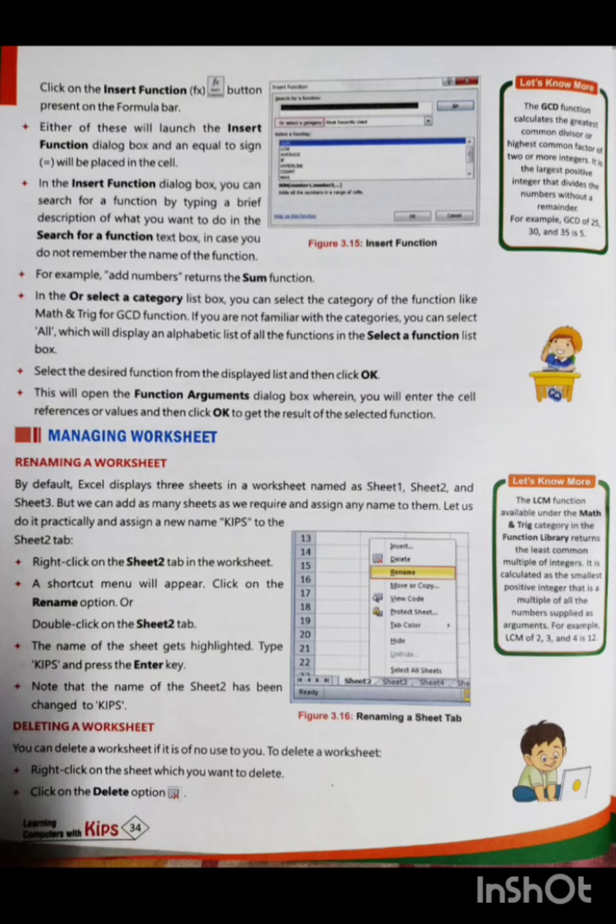Either of these will launch the Insert Function dialog box, and an equals sign will be placed in the cell. Then you have to search for the function, suppose you want to insert the SUM function, or you have to select a category from the category list box. Then click on the OK button. This will open a Function Arguments dialog box where you have to enter the arguments, and then click on the OK button. Through this process you can insert any formula.